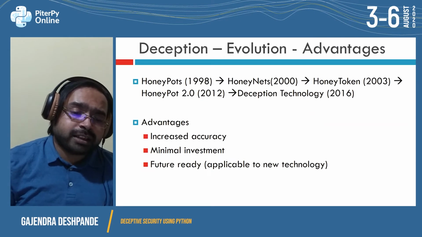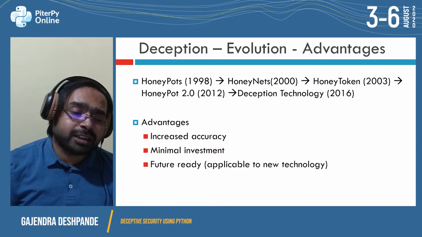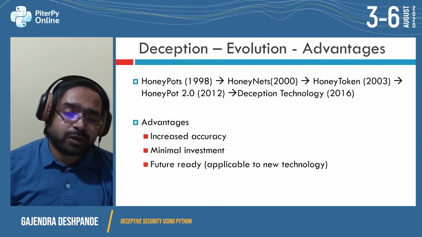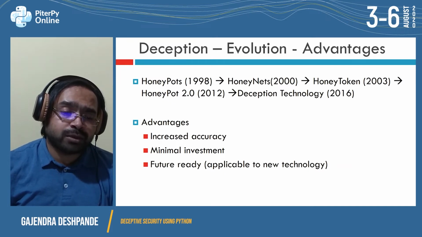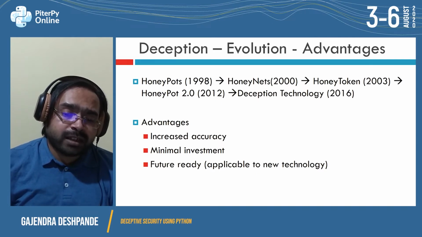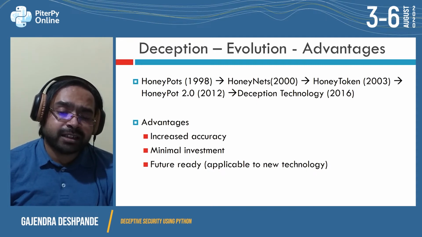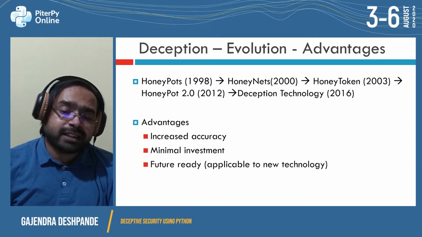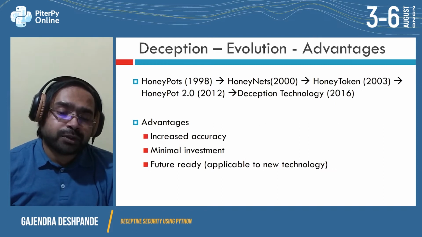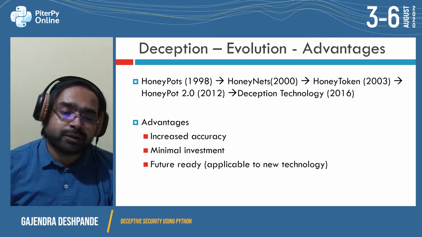Now, deception evolution and advantages. Deception technology started with the inception of honeypots in 1998. Honeypots are small systems. When the user tries to access these systems, they fall into the trap in the network. Honeynets are networks of honeypots. Then honey tokens are a small piece of information embedded in legitimate information, say a database. When somebody steals that information, this honey token will get activated and send a notification to the administrator that so and so data has been stolen. This shows how your data has been stolen and what information was taken.